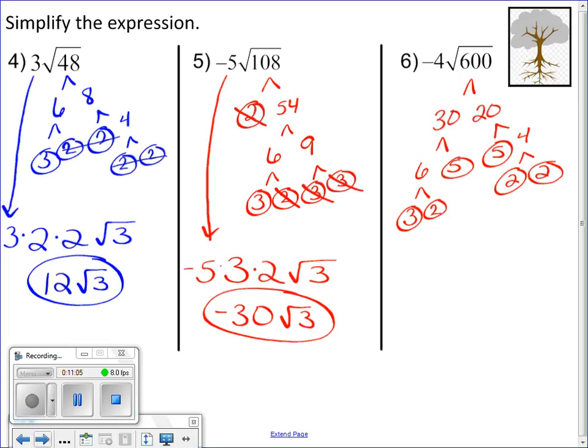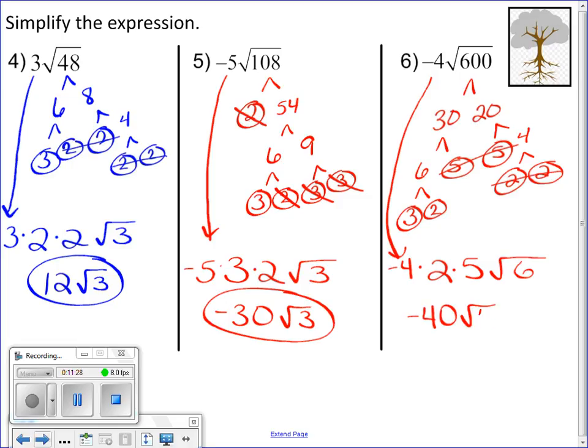All right. Pairs. Pair of twos. Pair of fives. Singles. 3 and 2. 6. And don't forget that one out front, the negative 4. So negative 4 times 2 times 5. Negative 40 radical 6.